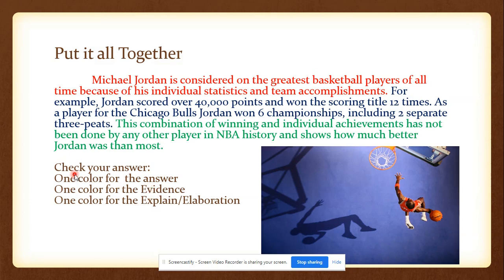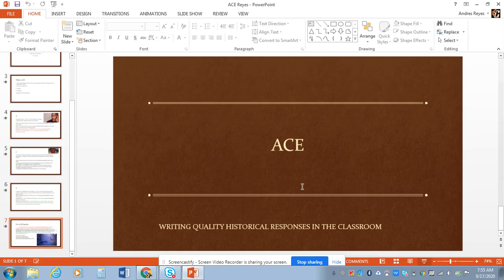Now, you'll notice here I said check your answer. One color for the answer, one color for the evidence, one color for the explain elaboration. You're going to do this same thing on your example, which I'll show you in a second, because this is going to help you check to make sure that you're doing the right thing. So I'm going to exit out of this, and I'm going to show you the directions for your assignment.